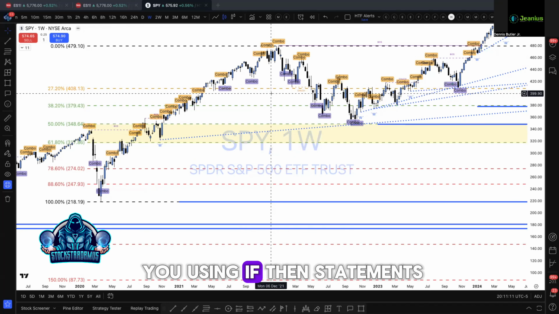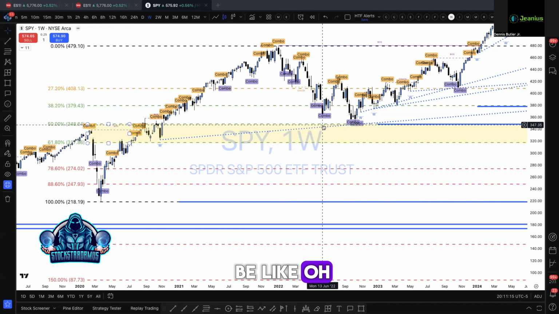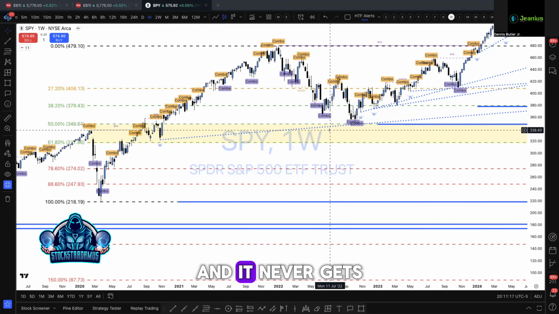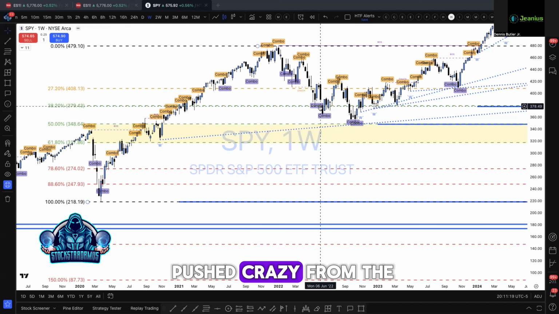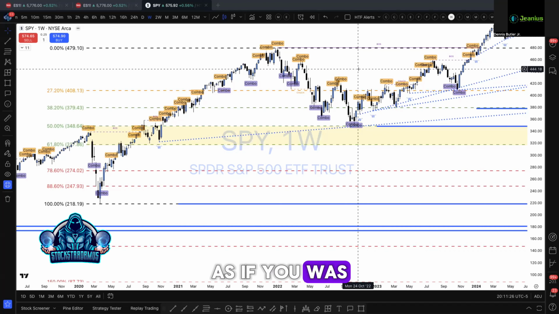and this is just you using if-then statements. Because let's say you're using Fibonacci levels and you're trying to be like, oh, I'm buying it to 50%, and it never gets to the 50%. The market could have pushed crazy from the 38.2%. But that's why you use what ifs and if-then statements, almost as if you was a coder.